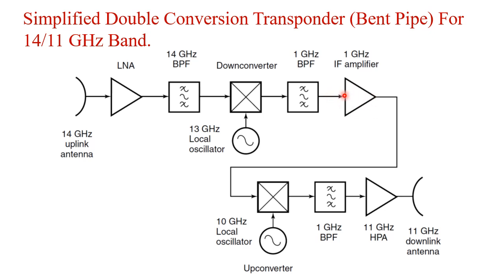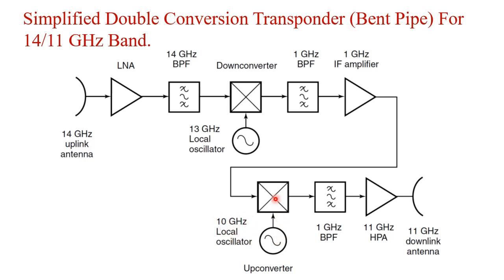Then we have a 1 gigahertz IF amplifier to amplify the signal, and then that is given to the up converter, right? Because it is 14 by 11 gigahertz. So we first down convert it into 1 gigahertz, right? In the IF stage, and after the IF stage, we have to increase the frequency, right? To increase the frequency to 11 gigahertz, what do we have to do? We have to have another mixer with a 10 gigahertz local oscillator. Okay, 10 gigahertz local oscillator.